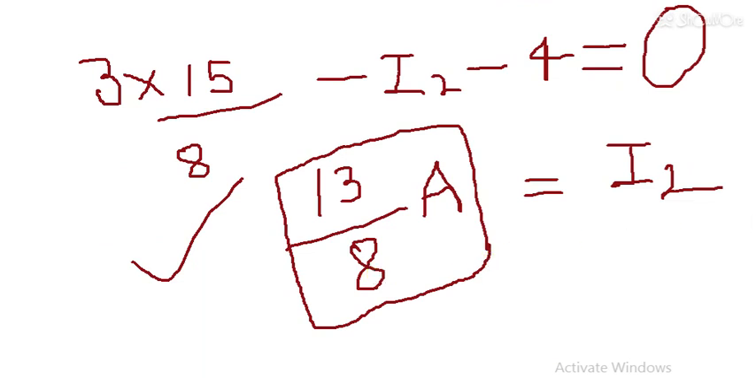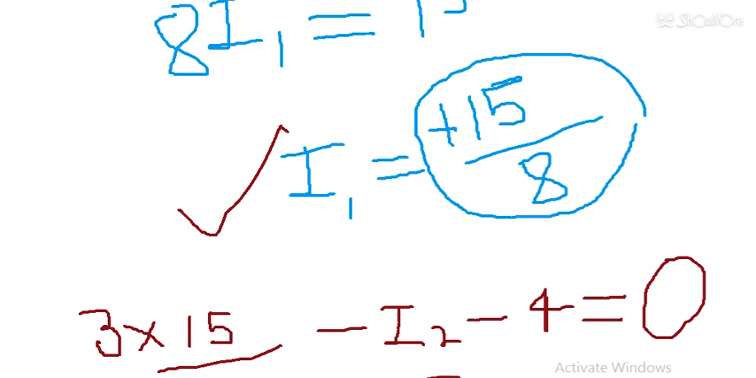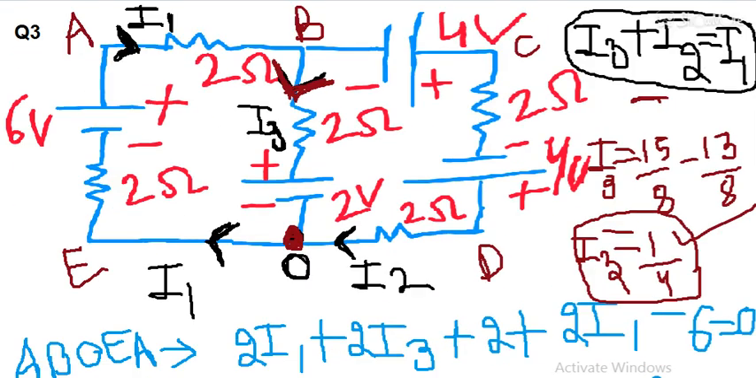So I have two values I have found, I2 and I1. Then I put that values in equation number 1. Here I3 plus I2 equal to I1. So I3 is equal to I1 minus I2. I1's value is 15 by 8, I2's value is 13 by 8. After calculation it will come 2 by 8 and I can write it as 1 by 4. So this is the complete solution. We have to find the current through each resistance. So we have calculated that. Now I am going to take you to question number 4.